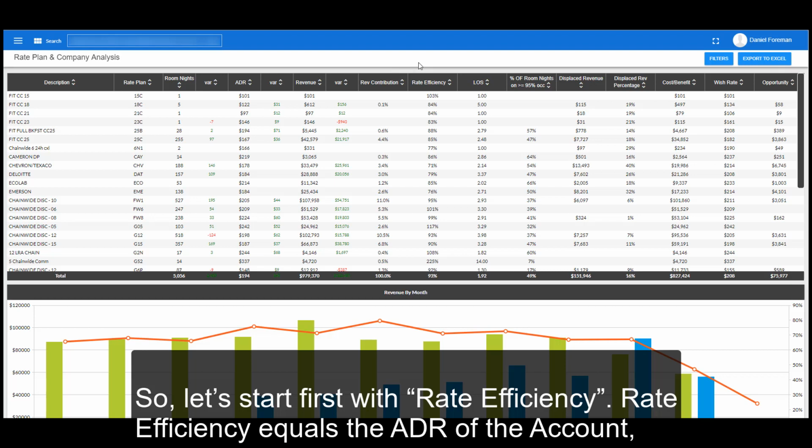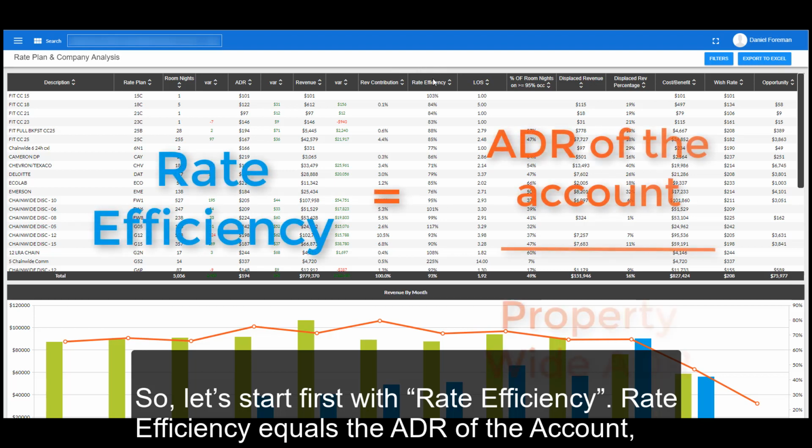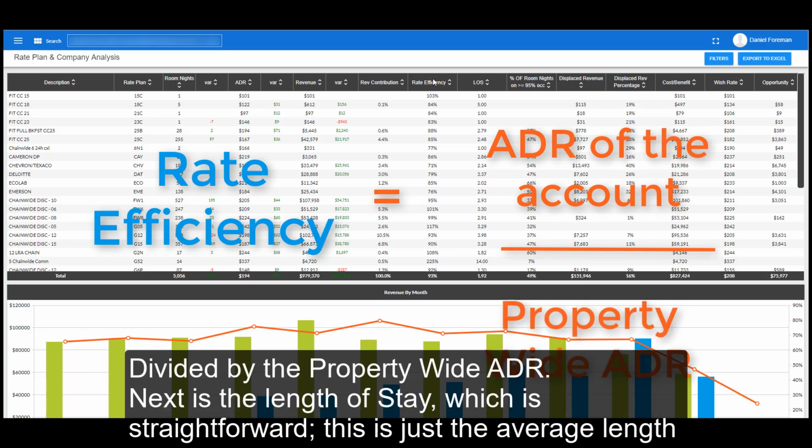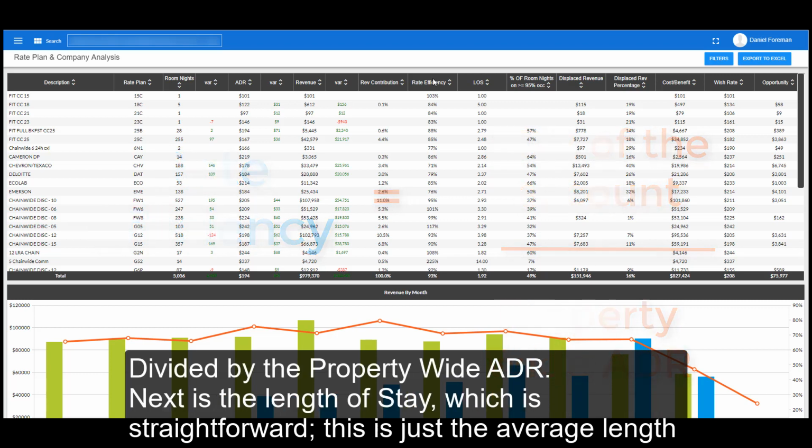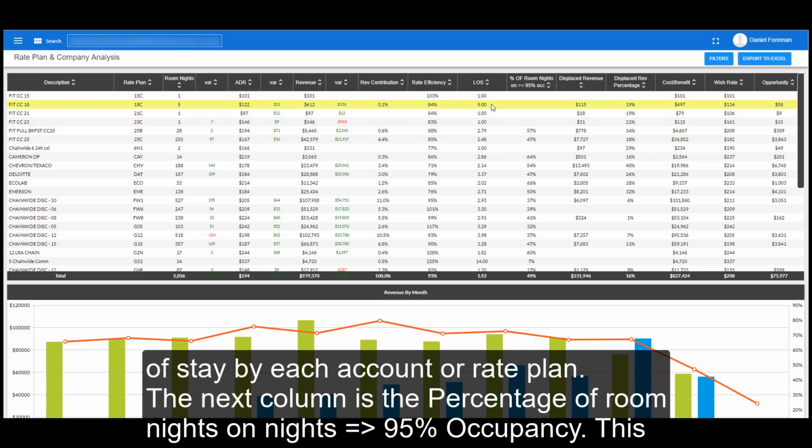Let's start first with your rate efficiency. Rate efficiency is the ADR of the account divided by the property-wide ADR. Next is your length of stay, and this one's pretty straightforward. This is just the average length of stay by each account or by each rate plan.